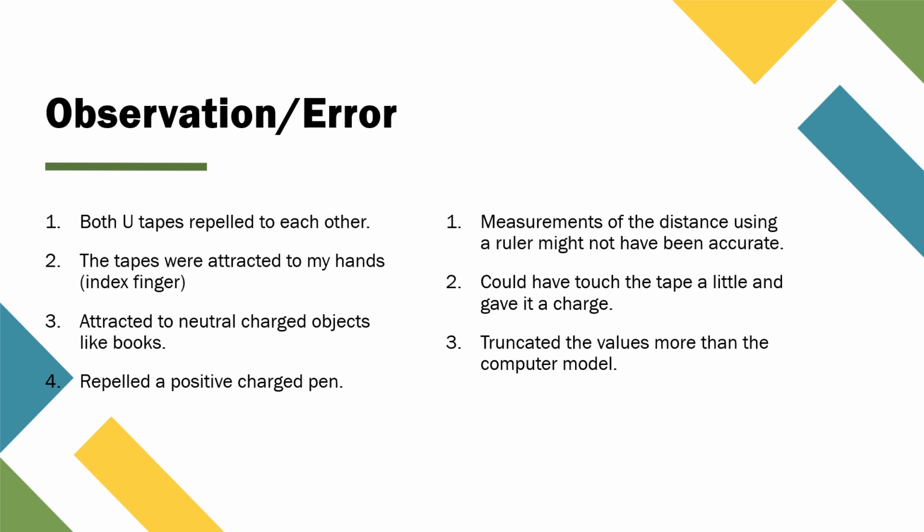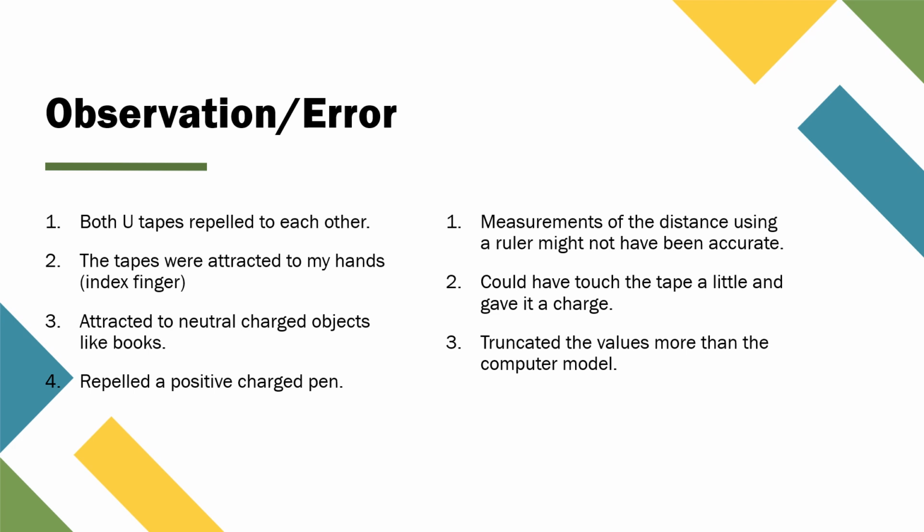So both U-tapes repelled each other. So both U-tapes were at least positively charged, in my opinion. The tapes were attracted to my hands, more specifically my index finger when I waved next to it. They were also attracted to neutrally charged objects like books, and repelled anything that was positively charged like plastic pens.